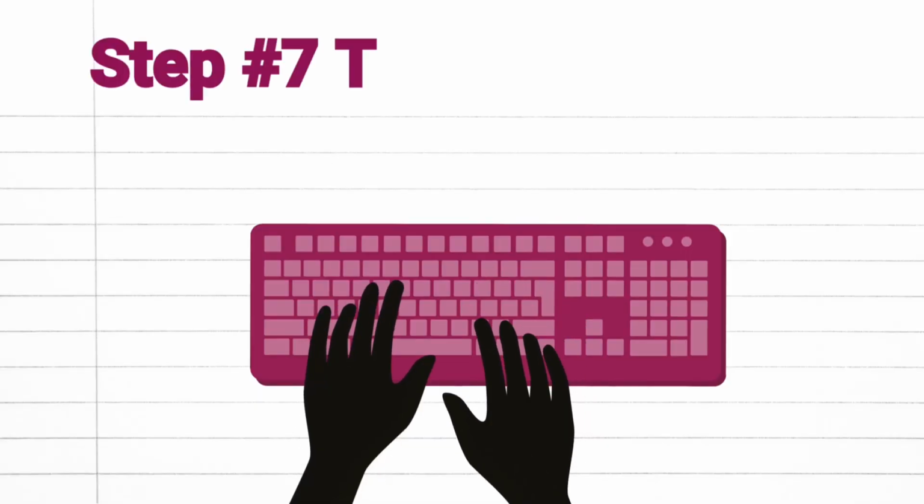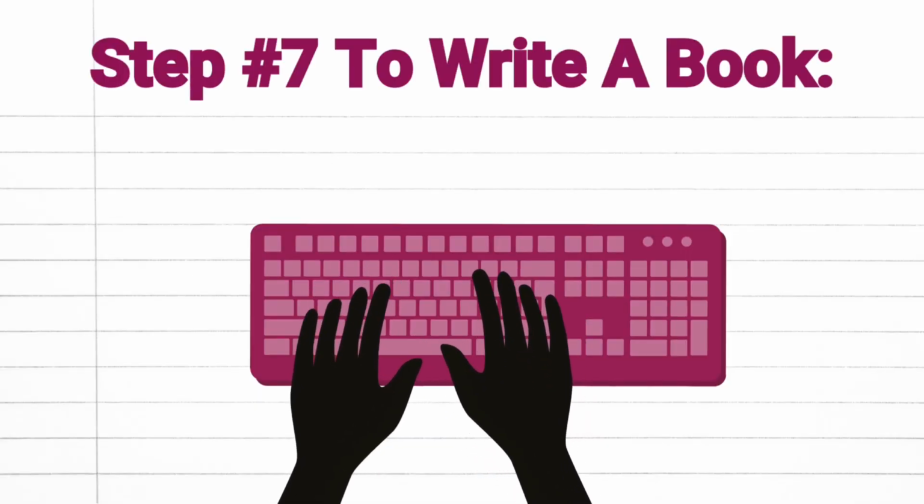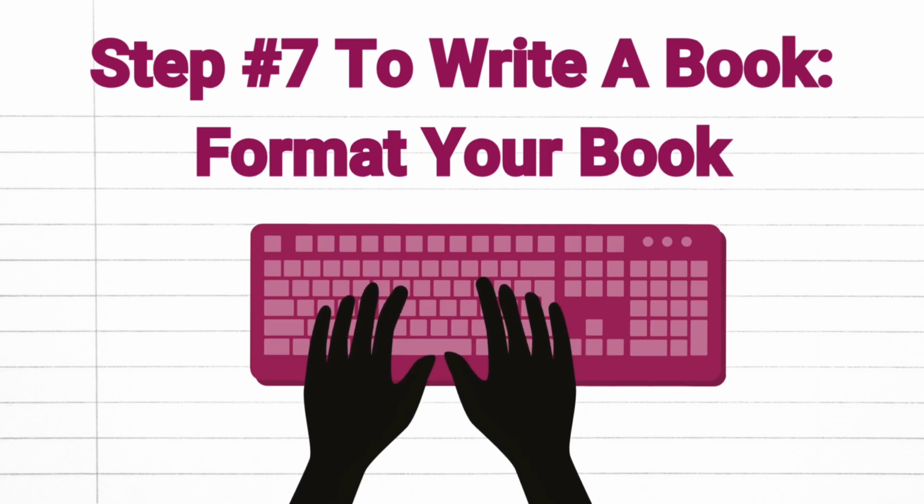Step number 7 to how to write and self-publish your book without using Amazon KDP is to format your book. Back in the day, I used to have a step in between here where I would say copy edit your book, and I used to hire a copy editor for my books. But with AI, we no longer need to. I know there's a lot of copy editors out there. Shout out to you, I love you. But with AI, you don't really need to hire a copy editor anymore.